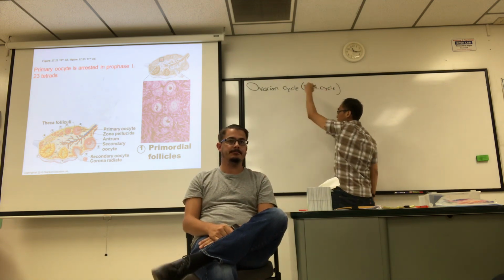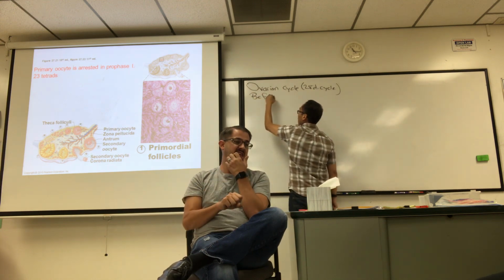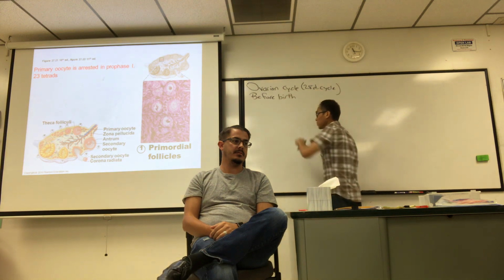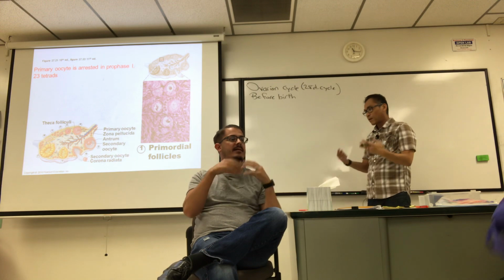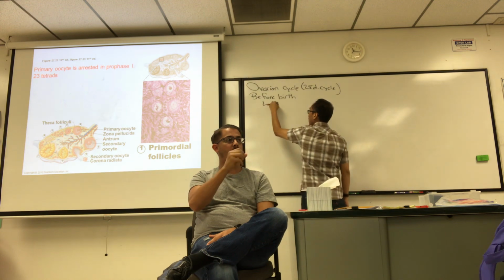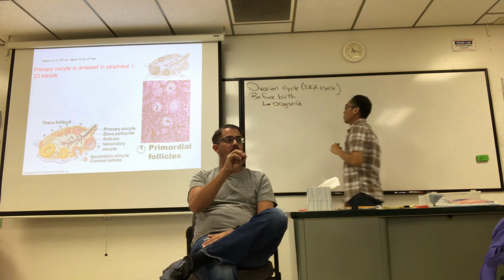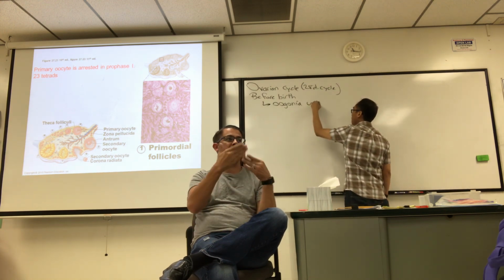However, to back it up a bit, before birth, I had said this before in the endocrine lecture, perhaps you forgot that. The cells that are the eggs are called the oogonium. Before birth, oogonia undergo mitosis, regular cell division. Not meiosis, mitosis.